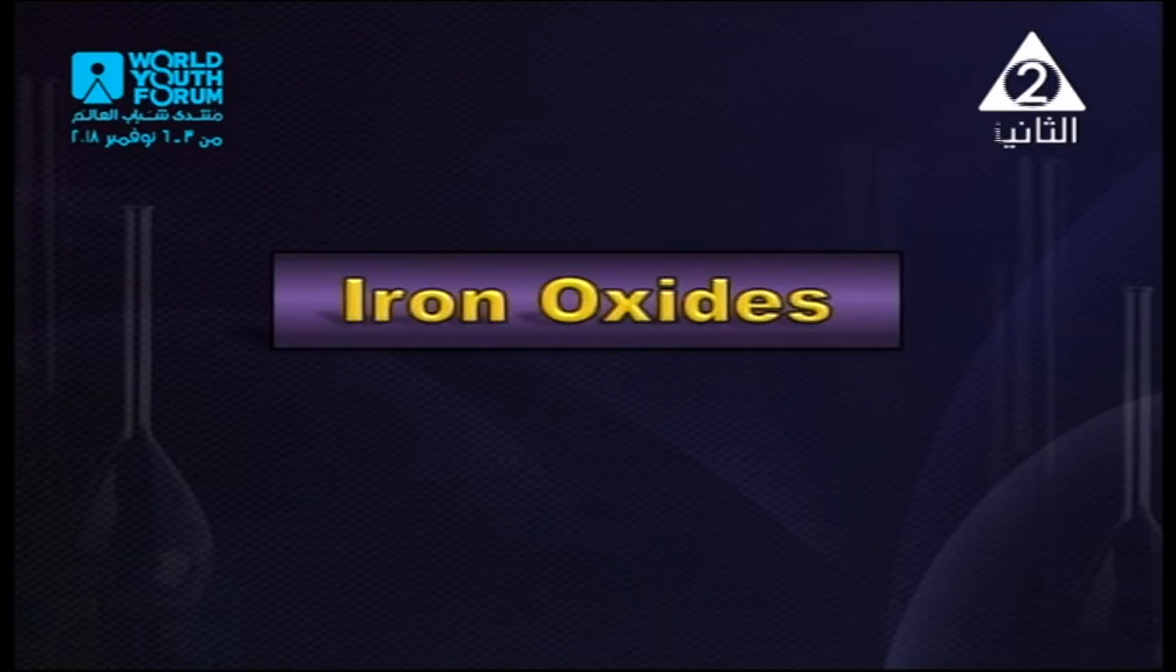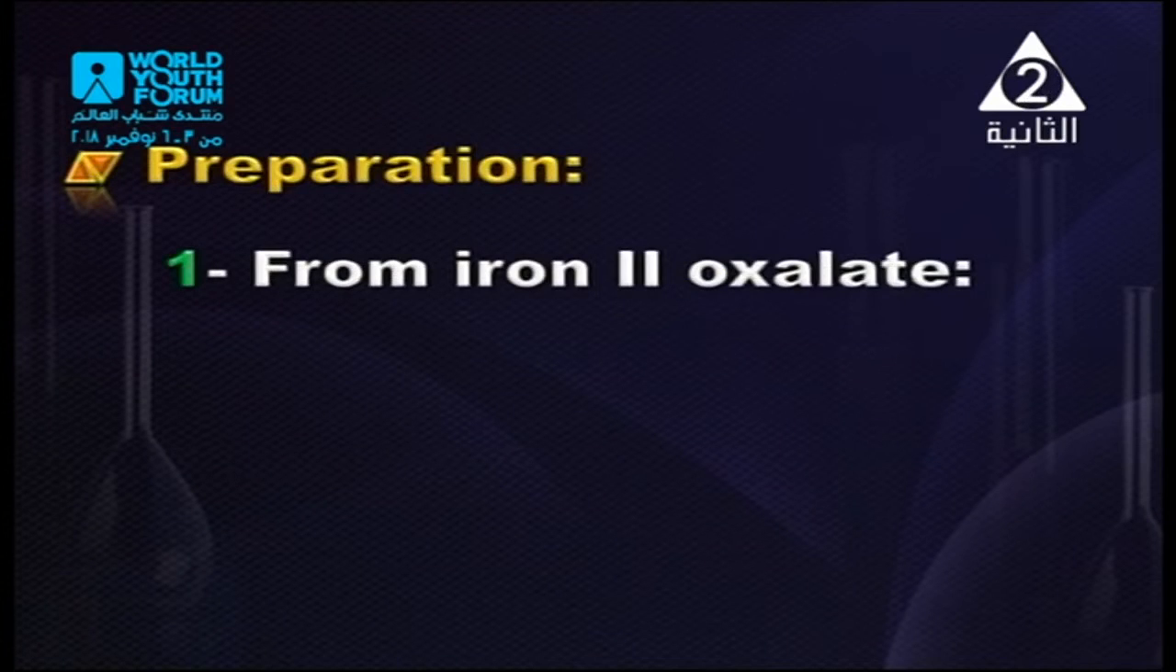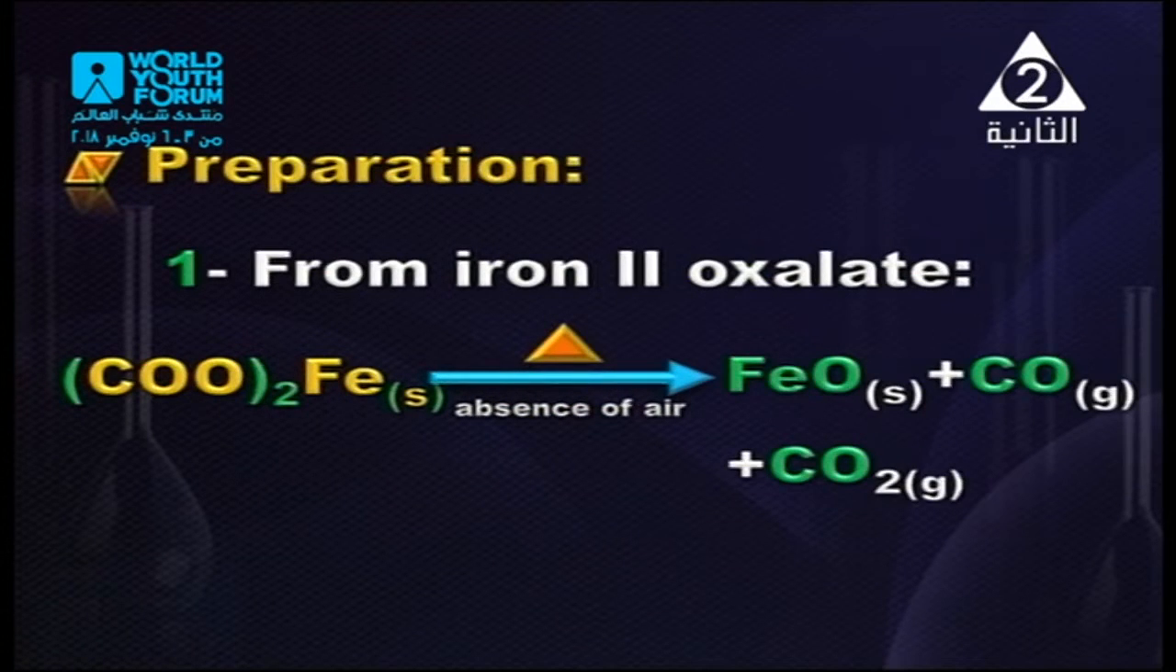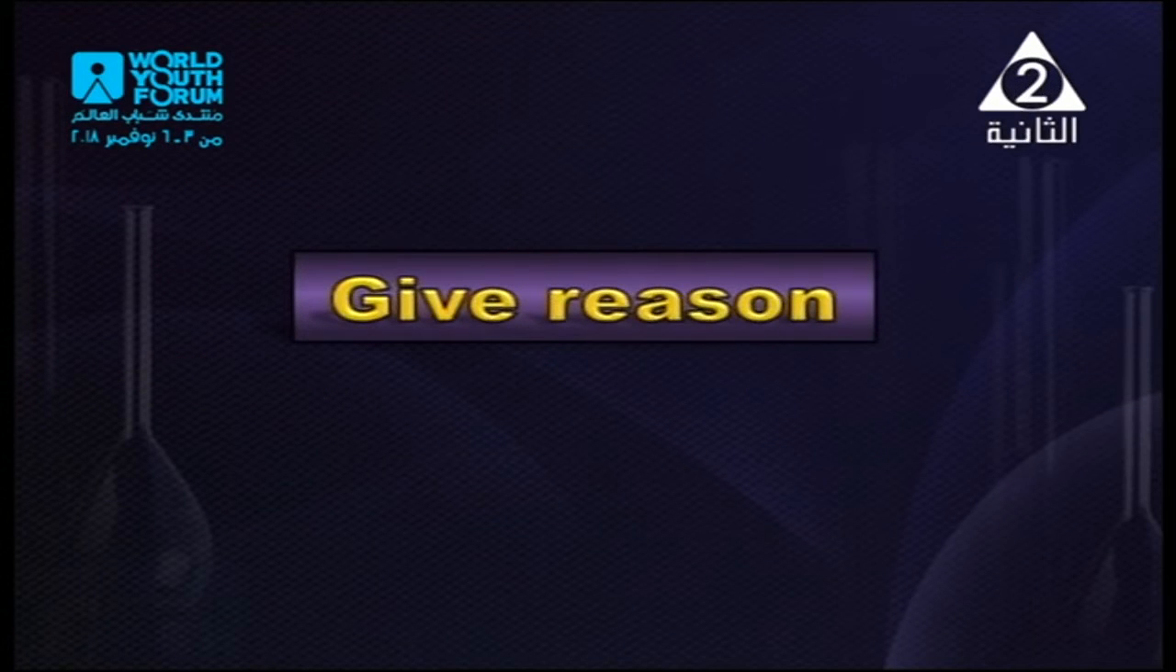Now we are going to discuss the iron oxides. The first oxide we are going to discuss is iron 2 oxide, FeO. The preparation of iron 2 oxide is from heating iron 2 oxalate in the absence of air. As the equation on the screen shows, it gives iron 2 oxide, carbon monoxide gas and carbon dioxide gas. And so we have a reason in this point.